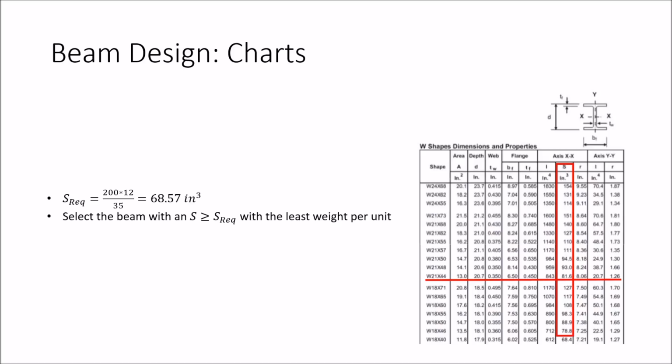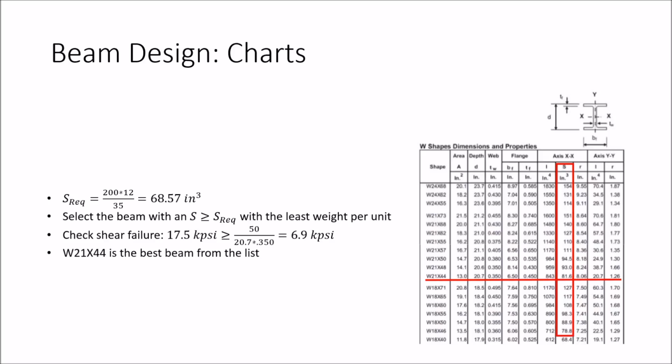Then we need to check the shear failure. Knowing that it must be below or equal to 17.5, by using the equation, we find that the shear stress is 6.9, and we are very safe. That means that this beam, the W21x44, is our best fit.